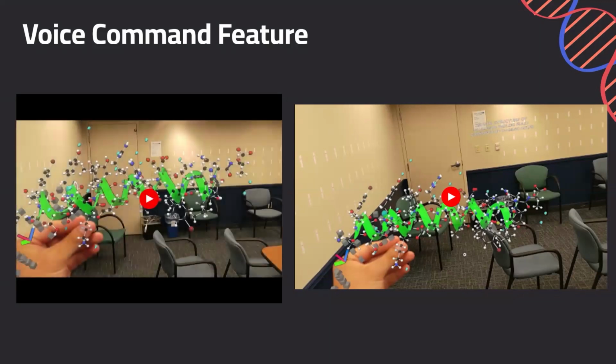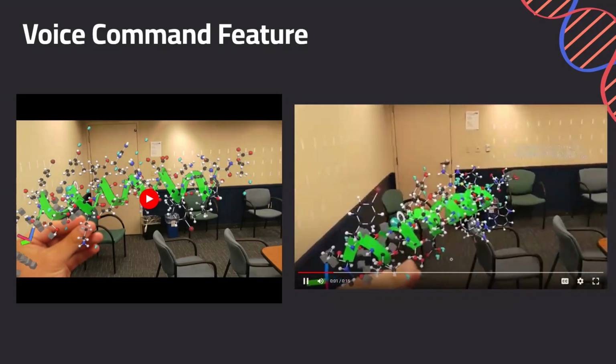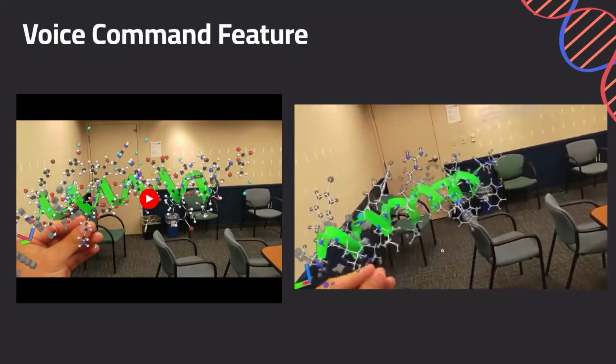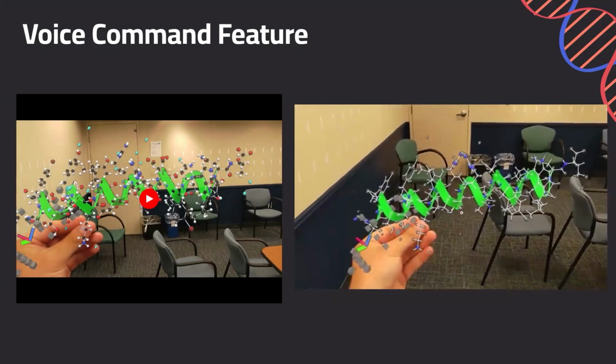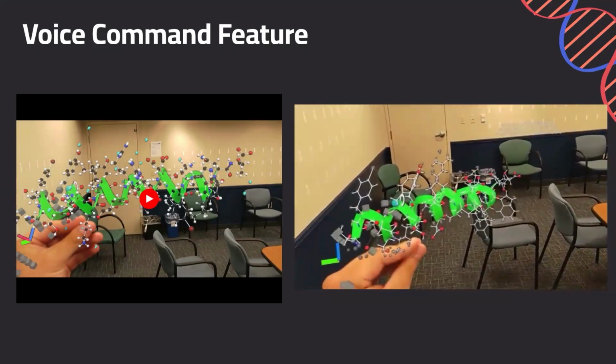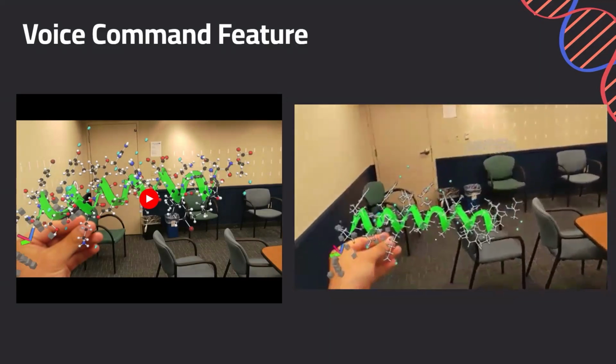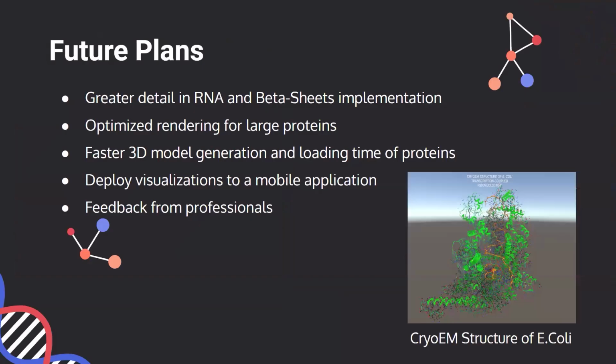And we also implemented the ability to isolate different types of atoms based on the elements they represent. Show nitrogen. So this is nitrogen. Show oxygen. Oxygen. Show water molecules. And the water molecules. Show protein.